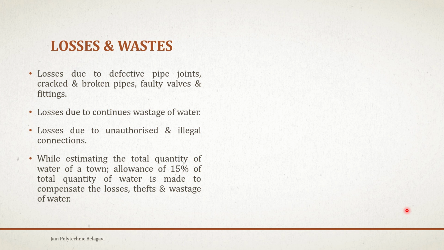So now we need to consider the losses and the wastes. You might not know where the cracks are, where the loose joints are. So considering 15% of the total, whatever quantity we have found, 300 million liters, we are going to exceed it by 15%. In the sense, we will be sending 345 million liters to the city of Belgavi, all over Belgavi, and the extra is for the loss or theft or wastage, whatever is going to happen.